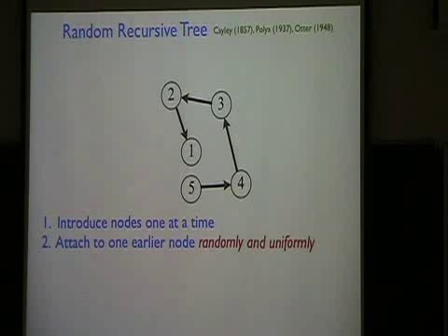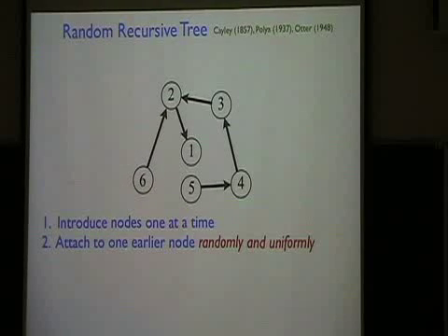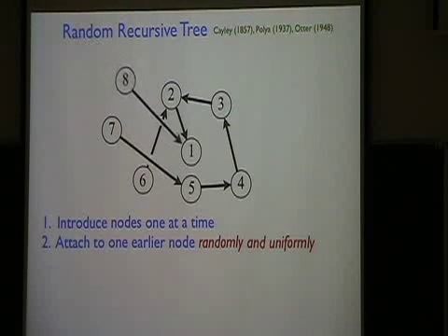randomly and uniformly. So you don't pay attention to anything about the structure of the nodes. You just say, at this stage of the game, I have 5 nodes, and I'm going to pick node 5 with probability 1/5, this with probability 1/5, all the nodes with probability 1/5, and then I just attach randomly. So here we go, we just add a few more nodes, and so you get some kind of structure, whatever it happens to be.